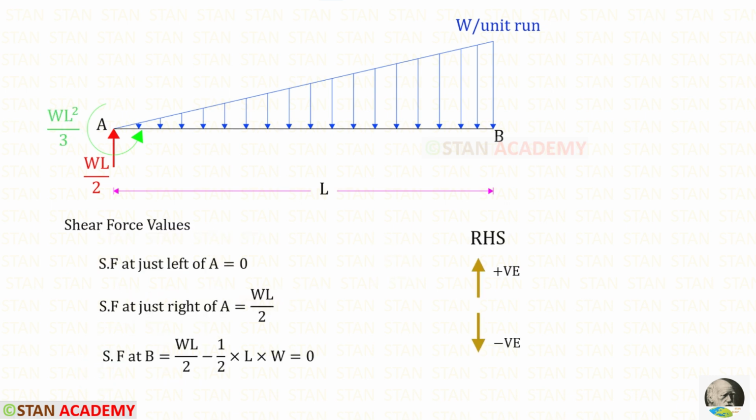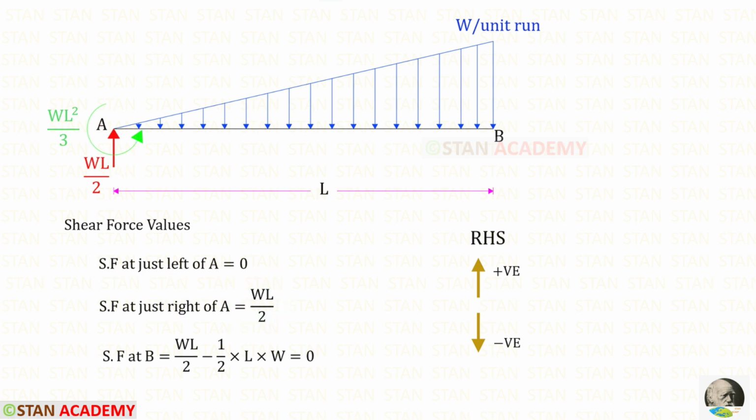Now let us find the shear force values. I am going to find them from the point A towards the point B. In this case, I have to follow the right hand side rule, upwards positive and downwards negative. At the point A, we have a vertical reaction, so we need to find the shear force at just left of A and at just right of A. The shear force at just left of A will be 0. At just right of A, we have VA, which is acting upwards, so it will be positive.